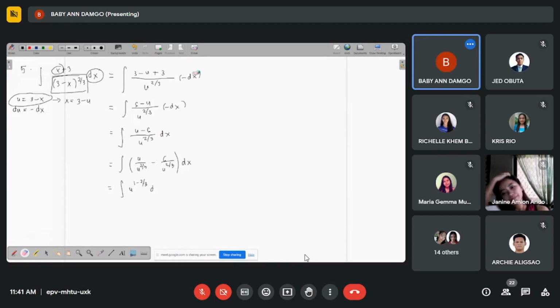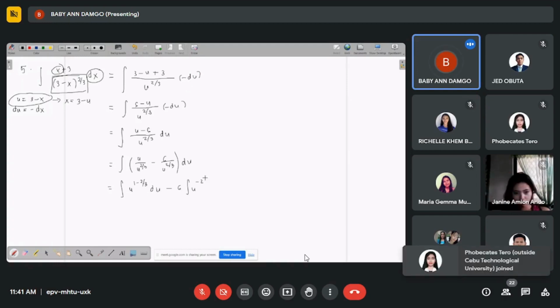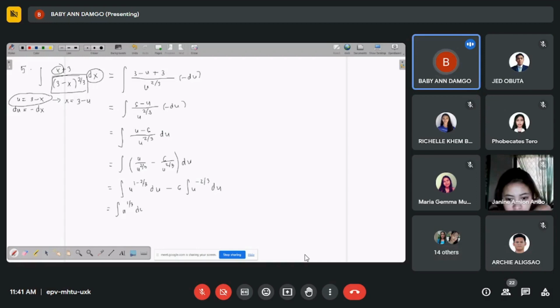Okay, so we have du. So minus, so ato na lang ipagawas ang 6. So we have 6 integration of u to the negative 2/3 du. Okay, so simplify, we have u to the power of 1/3 du minus 6 integration of u to the power of negative 2/3 du. Okay, i-evaluate na nato ang integral.